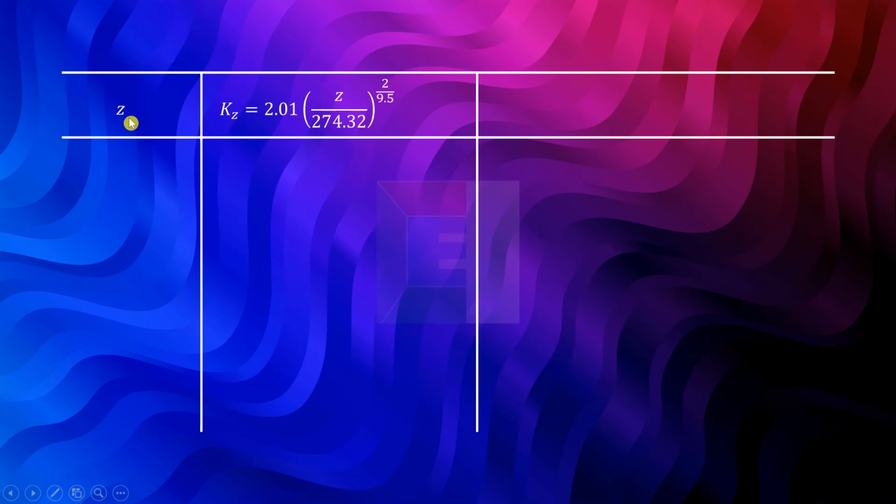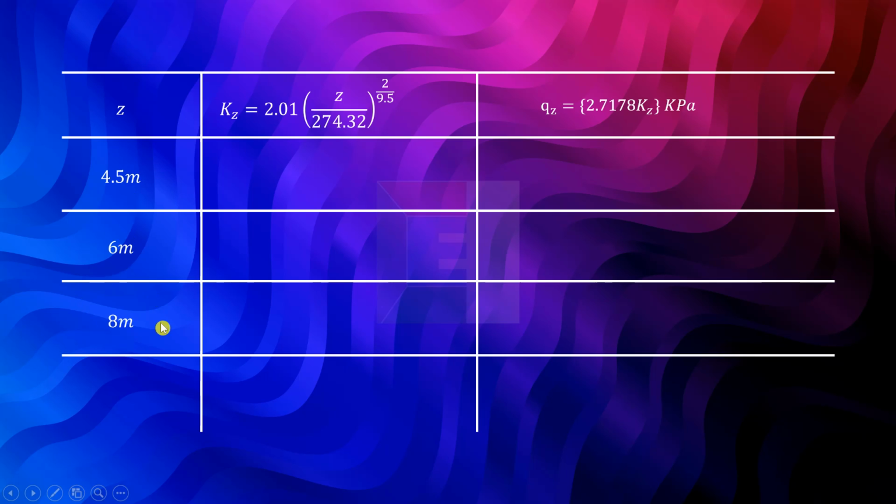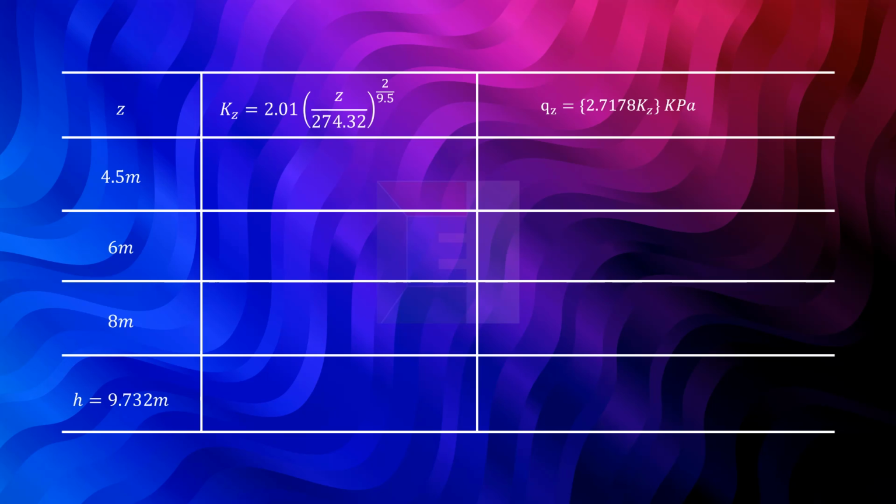So, we need to tabulate the value of Z, KZ, and QZ. So, again, we start from the minimum, which is 4.5 meters. Next is 6 meters. Then, next is itong eve height na 8 meters. And then, up to H, which is 9.732 meters. So, may value tayo ng Z. We just need to substitute that one dito sa formula natin for KZ.